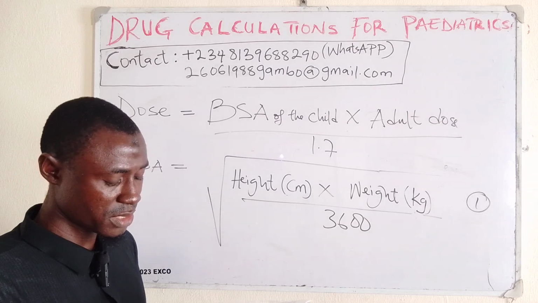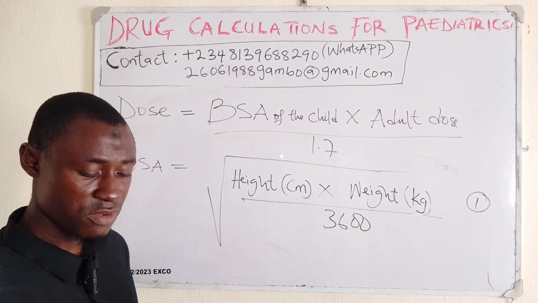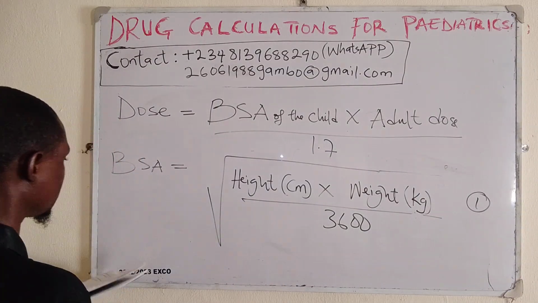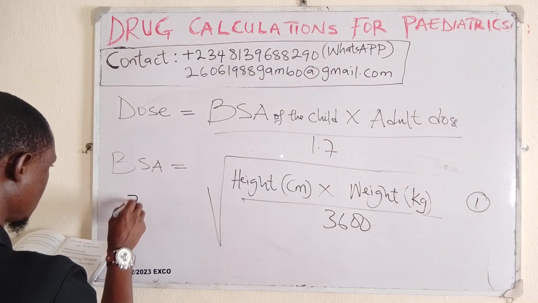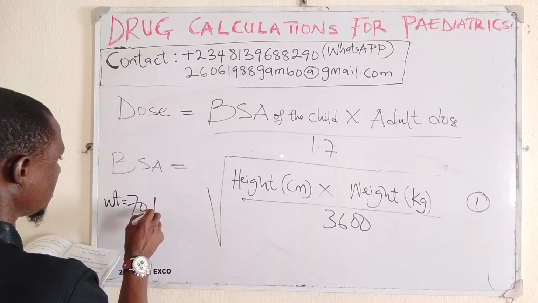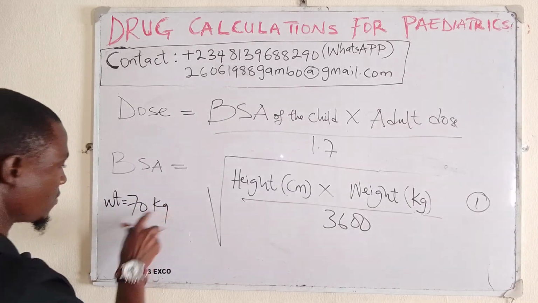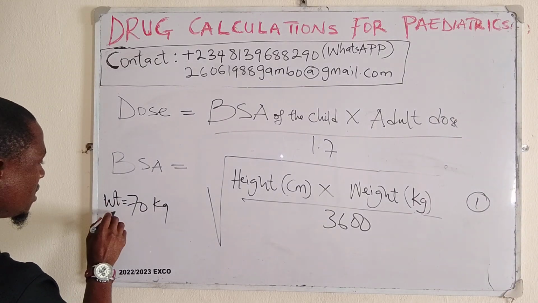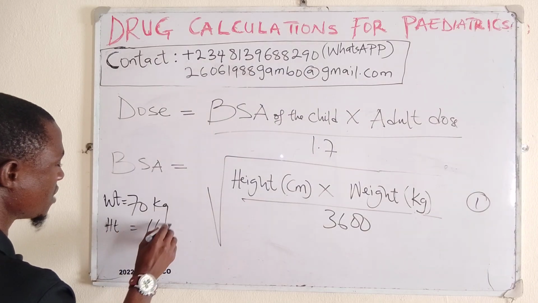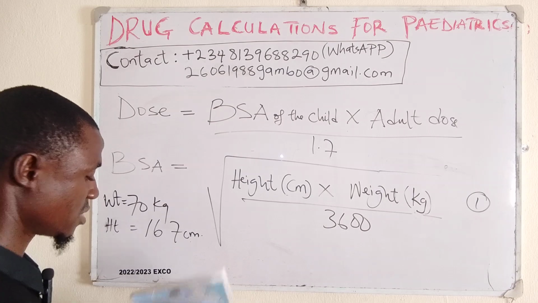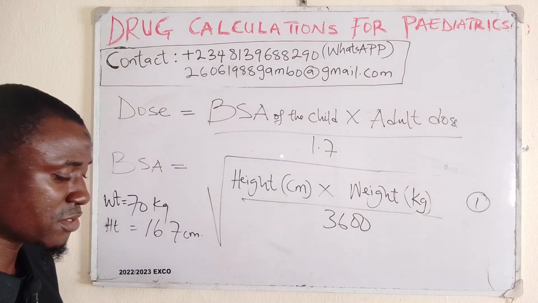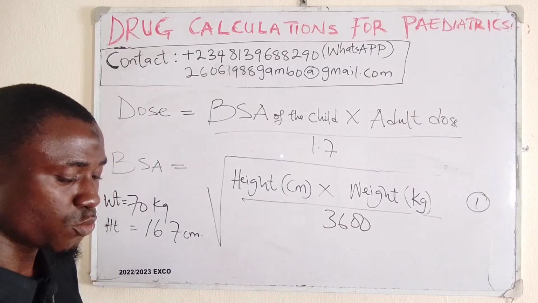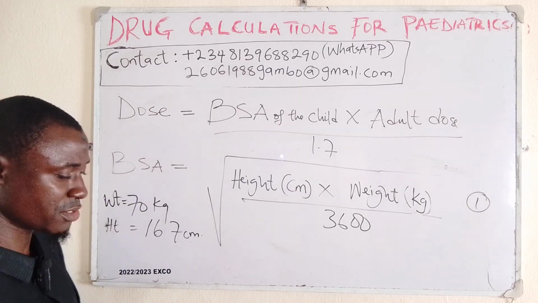Now, the question reads: calculate the body surface area of a patient whose weight is 70 kg, and whose height is given in centimeters, 167 centimeters. So the question reads, calculate the body surface area of a patient whose height is 167 centimeters and weighs 70 kilograms.